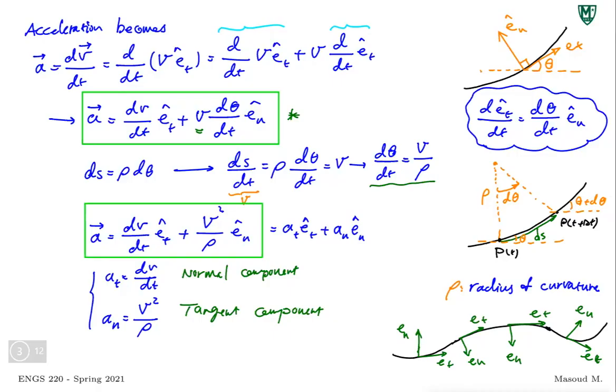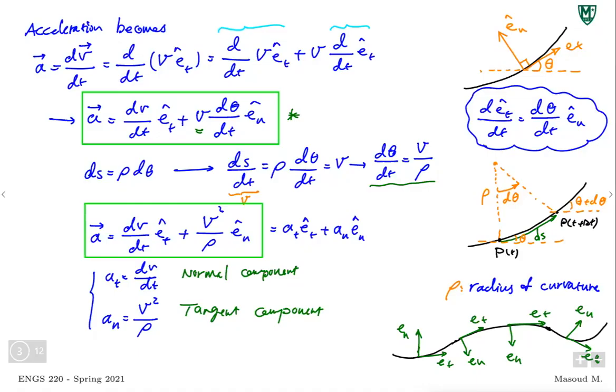So all you need to know is that when you are looking at motion on a curvilinear path using tangent normal coordinates, that's how you define your velocity and acceleration. The tangent component is dv dt. The normal component can be defined as v d theta dt or v squared over rho, rho being the radius of curvature for the path that your particle is following.